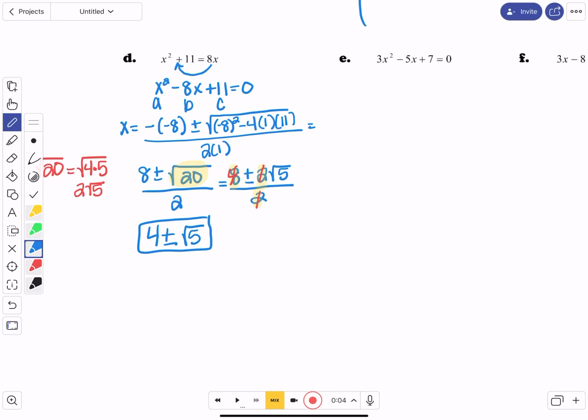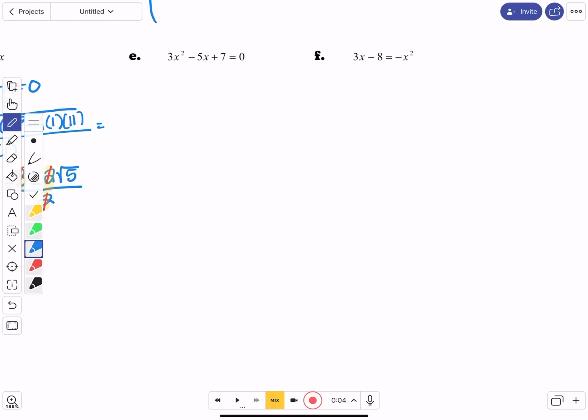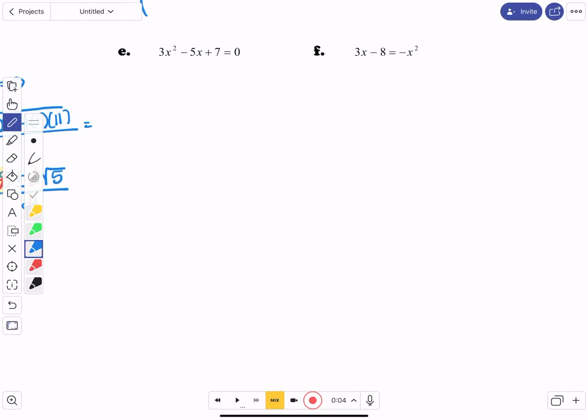Okay, E. On E, it is in standard form. So here's A, here's B, here's C. So x equals negative, because that is in our formula. You should always be writing down negative. And then B is negative, plus or minus the square root of B squared. Don't forget the parentheses. That's super important when you're typing it in. Minus 4 times A, which is 3, times C, which is 7, all over 2 times A, which is 3.